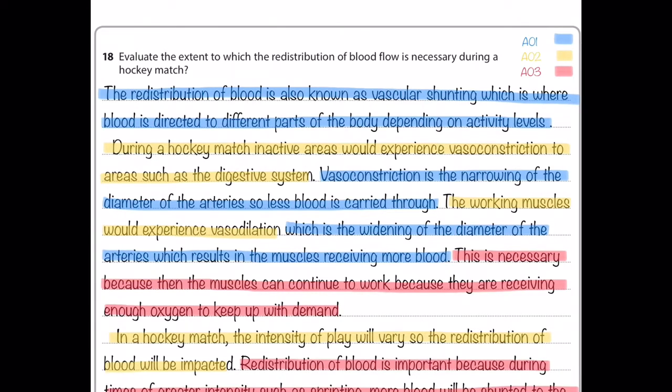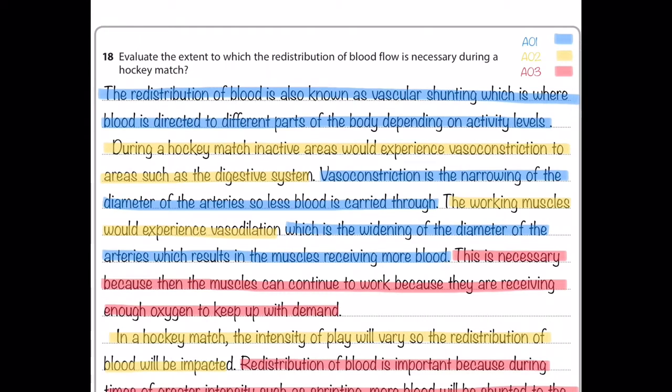Vasoconstriction is the narrowing of the diameter of the arteries, so less blood is carried through. So as we can see, that's a statement. We're defining what vasoconstriction is. The working muscles would experience vasodilation, which is the widening of the diameter of the arteries, which results in the muscles receiving more blood. Now we're going to explain why.